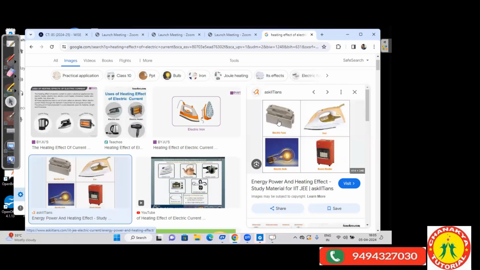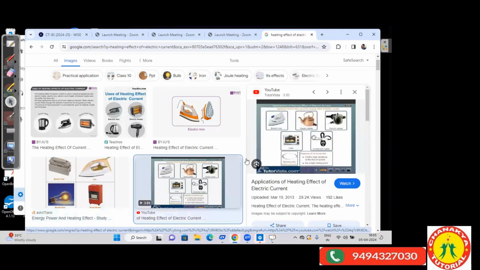Due to the flow of excess current, the fuse starts heating up, and after it gets heated up, it melts. So it melts and hence the circuit breaks down. Here you have some more electric devices which use electric current for heating up.